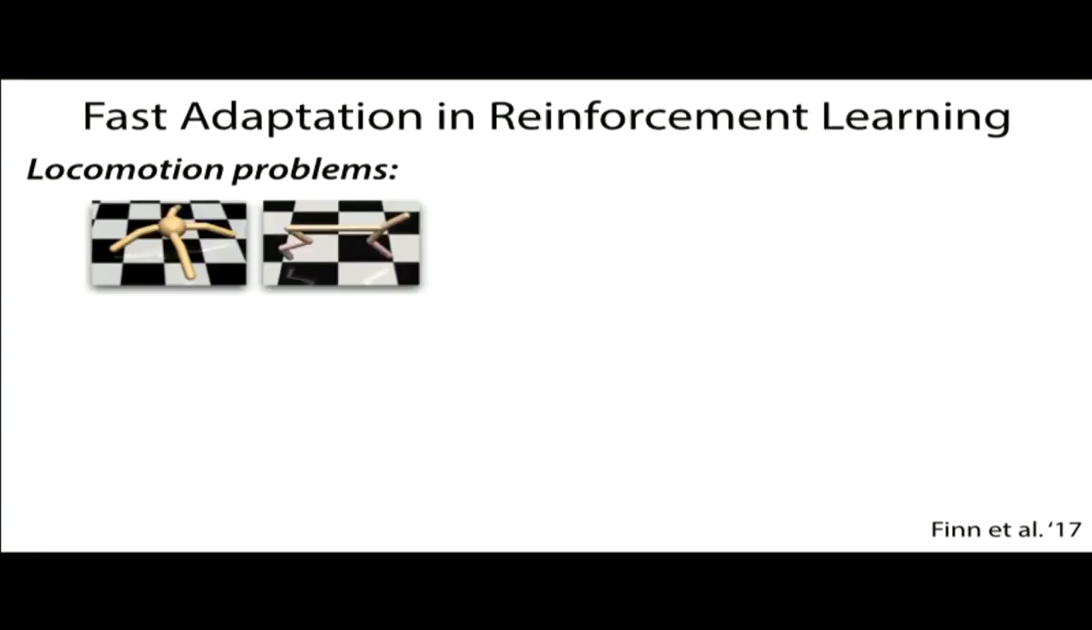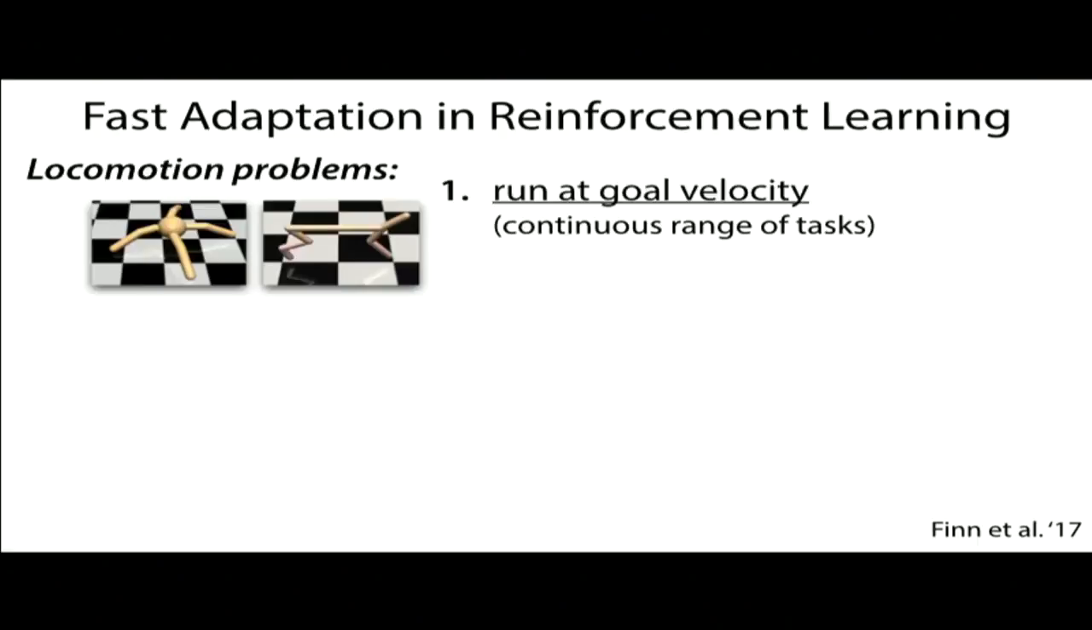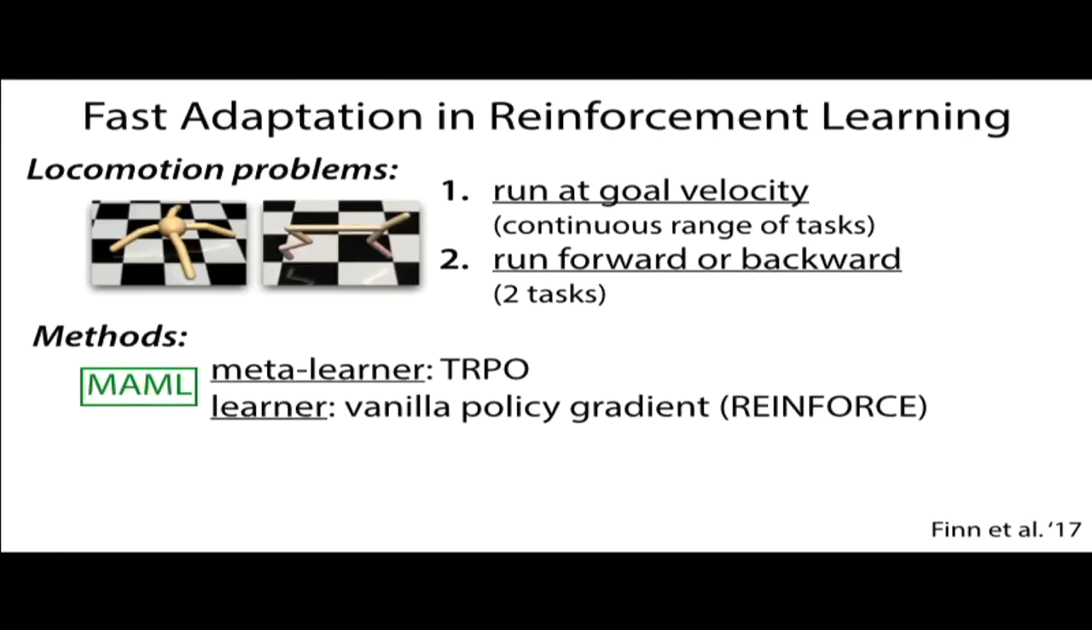And this was tried out on a number of locomotion problems. First was running at a goal velocity. And second was either running forward or backwards. So in this case, there are only 2 tasks. The meta-learning was done with TRPO. That was solving that minimization problem we saw on the previous slide. And the learner was using vanilla policy gradient, or REINFORCE.